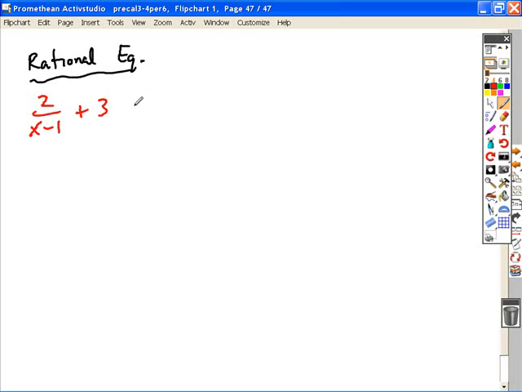Rational equations can take several different forms. If you have one fraction equal to another, it's called a proportion. You can cross multiply and solve it. I'm not going to do that example here, but we'll go through the steps.